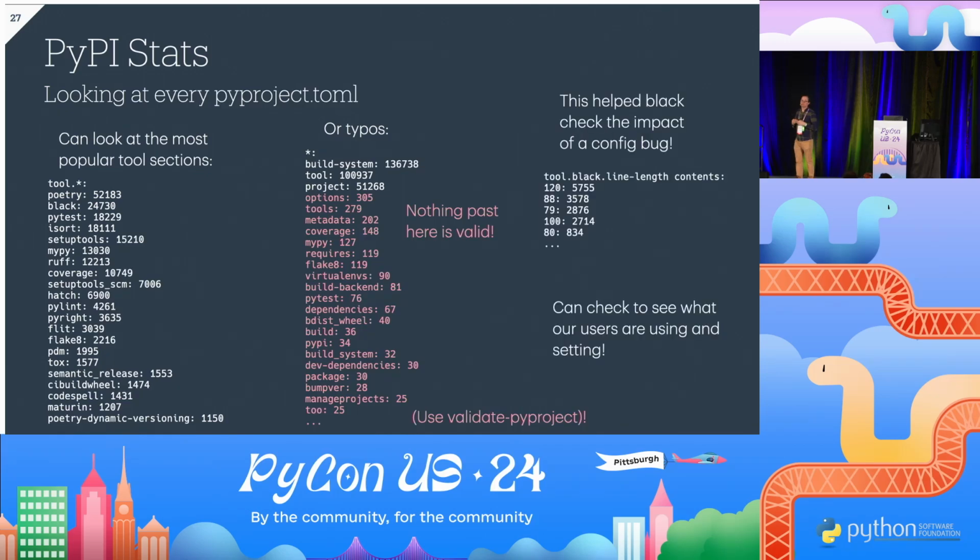In fact, I've used this for a variety of different packages. The Black authors were interested in this, and I helped them evaluate the impact of a bug by looking at the contents of the line-length section. I can also see how many people have made typos on line-length and aren't actually setting a line length when they think they are.